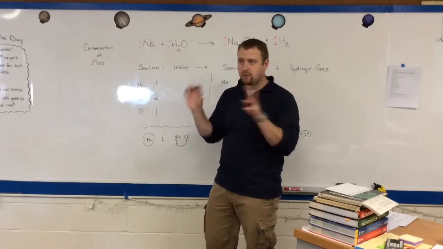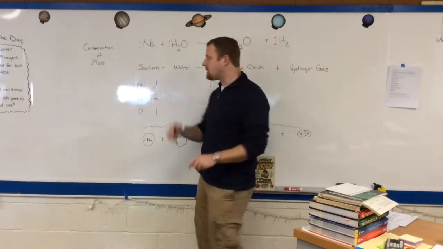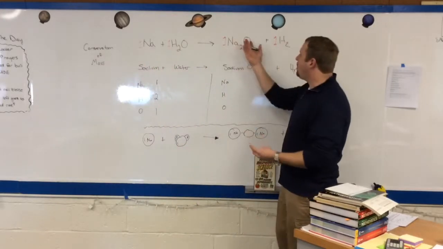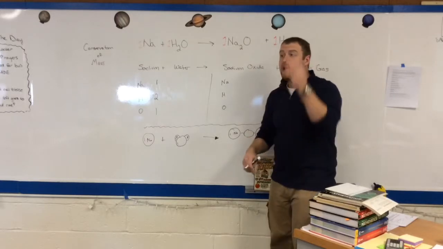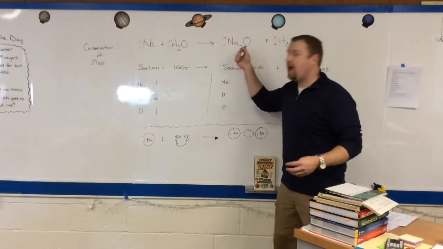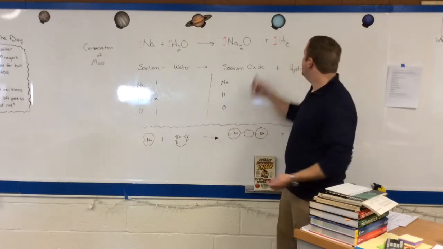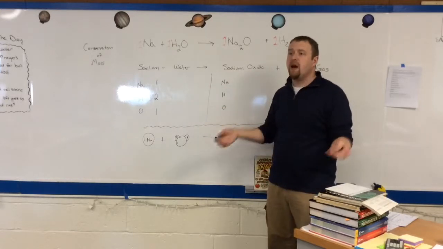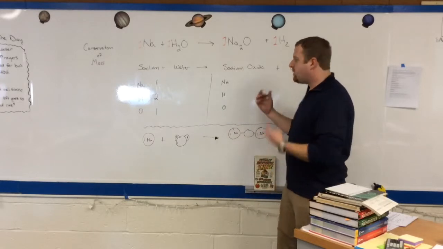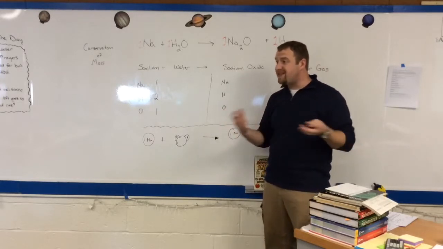So they react. Okay, they react. And they end up with sodium oxide and hydrogen gas. Sodium oxide, this is the chemical formula for it. I can't change the chemical formula because that's what it is. And H2 exists in a pair. That's what I have to work with. So now we have to count up our atoms and see if it's the same.